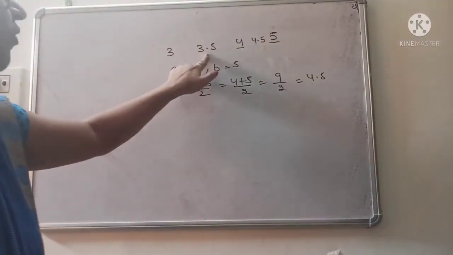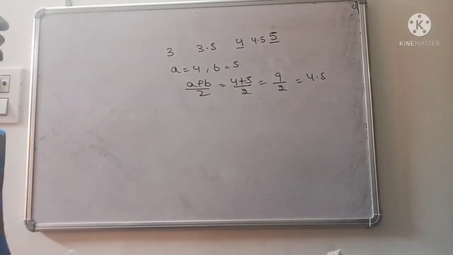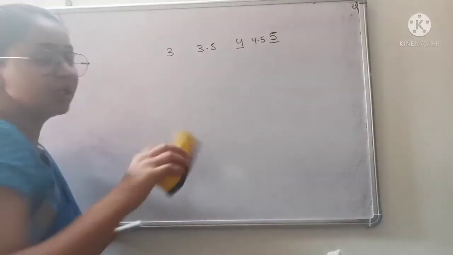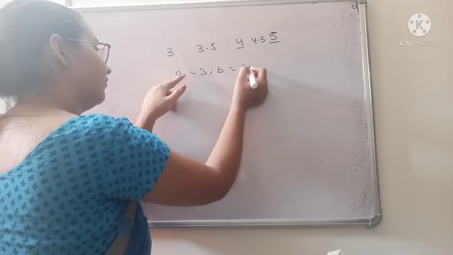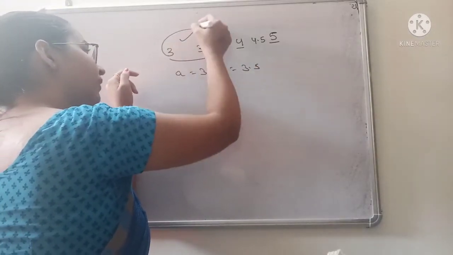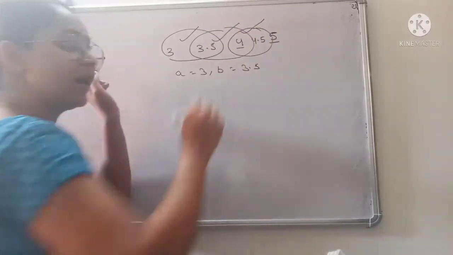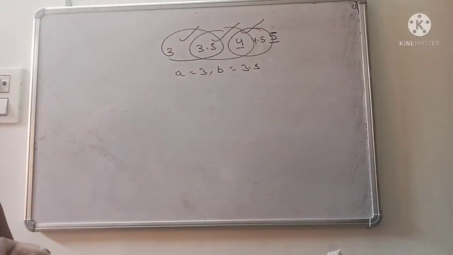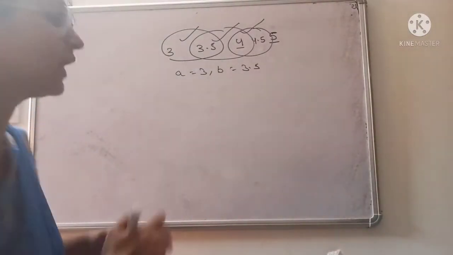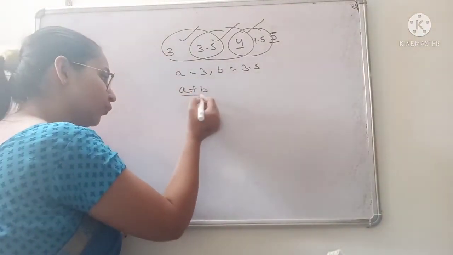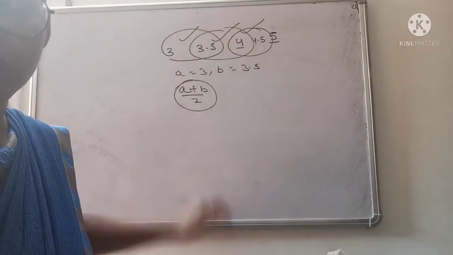Now we are able to find 1, 2, 3 rational numbers, but still we have to find 2 more rational numbers. So what will we do? Now we can take a equal to 3 and b equal to 3.5, and in between these two we can find, and so on. Yes, we can find many more rational numbers between any two rational numbers by using the formula (a plus b) upon 2. But tell me one thing, don't you think that it will take so much time?